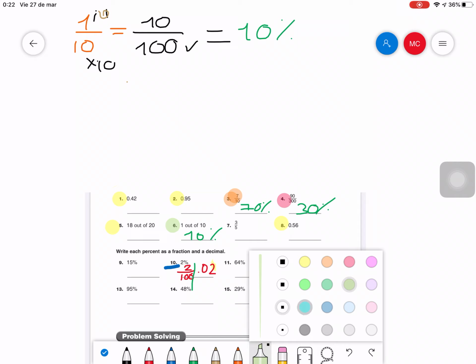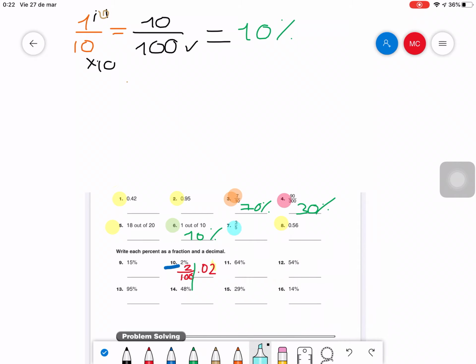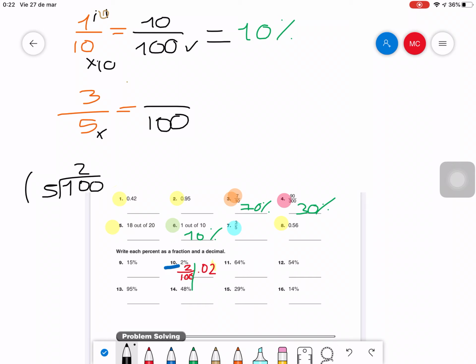And last one, but not less important, this one. It says 3 out of 5. So I need to change that into a fraction, and I know that I need to look for a number that I can multiply 5 by and get 100. If you cannot think of the number right away, what you can do is the following. This is like a hack or a tip. Divide 100 by 5 and it gives you 20, okay? So 5 times 20 gives me 100.